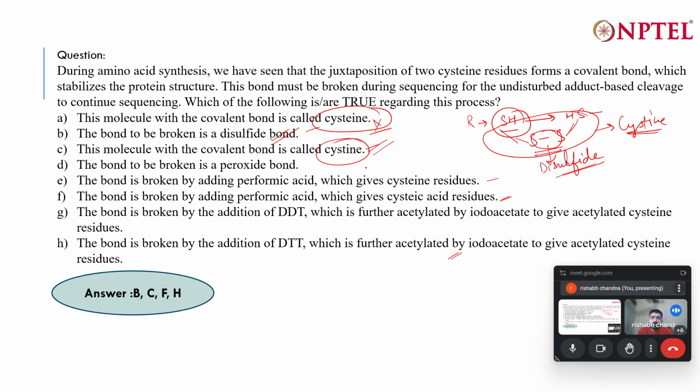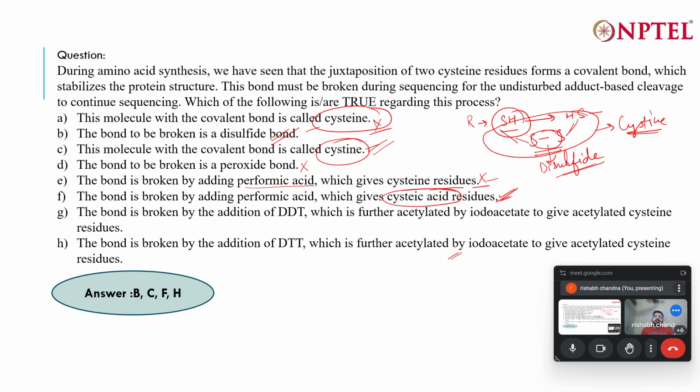The bond to be broken is a peroxide bond. No, this is incorrect. Then the bond is broken by adding performic acid, which gives cysteine residues. No, this is false. When we react with the performic acid, it gives cysteic acid residues. So the F option is correct.